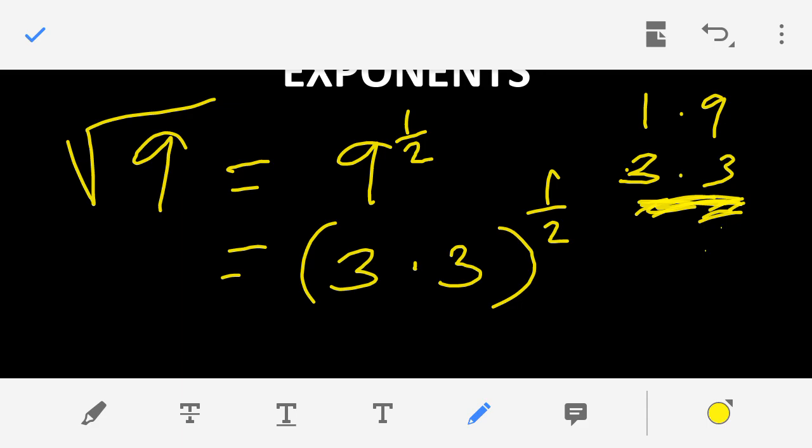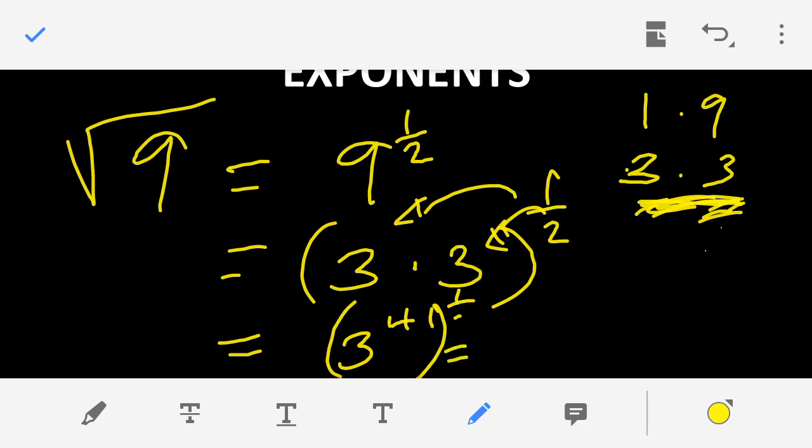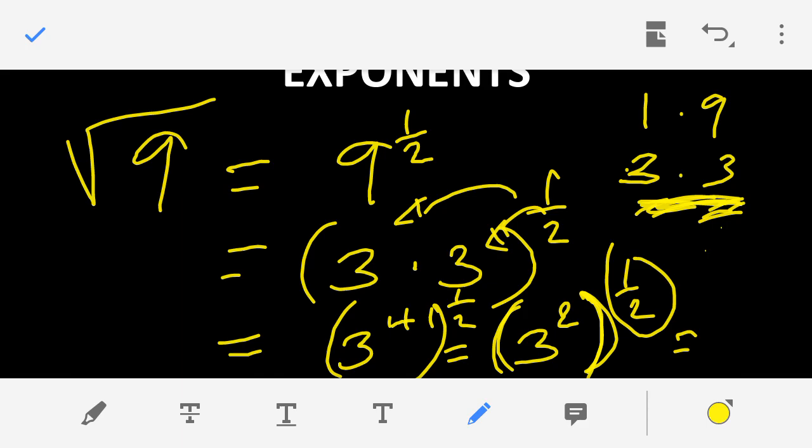And here, we can also have another approach. We won't distribute the 1 half to the two of them yet, but rather multiply the two right away. If we have 3 times 3, it will give us 3 raised to 1 plus 1, which is 3 squared, raised to 1 half. And if we have a number with an exponent raised to another exponent, then all we have to do is multiply the first exponent and the second exponent. We have 3 raised to 2 times 1 half.